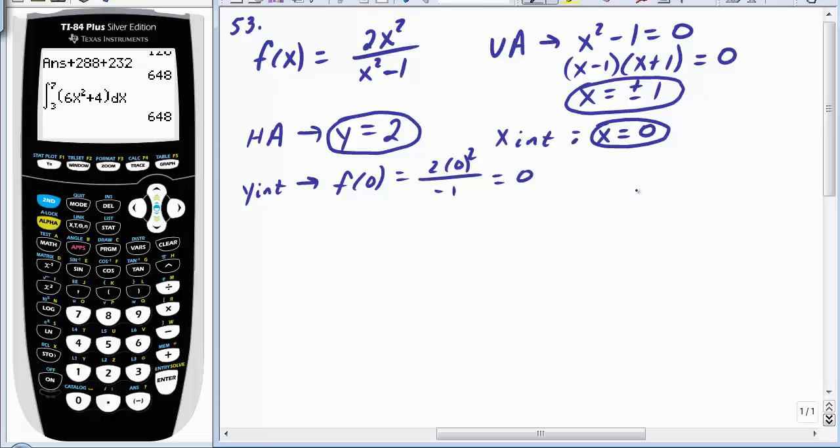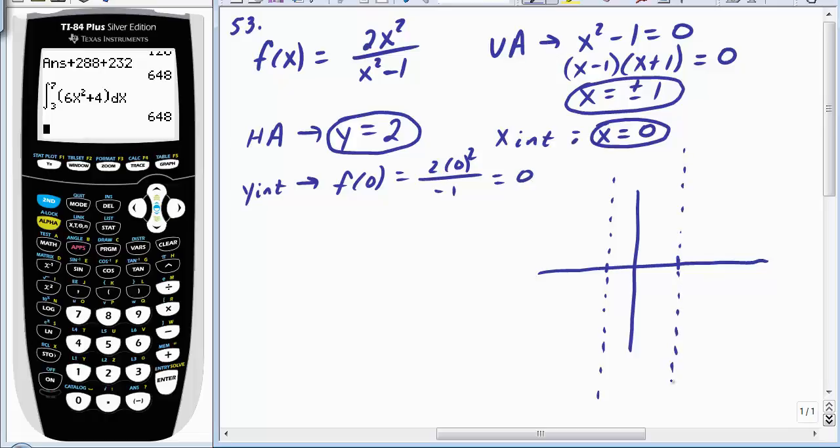So I should be able to graph this in here. Let's see. I know that the vertical asymptotes are going to be at positive and negative 1. So I'll say negative 1 here, and positive 1 right here, and a horizontal asymptote at 2.